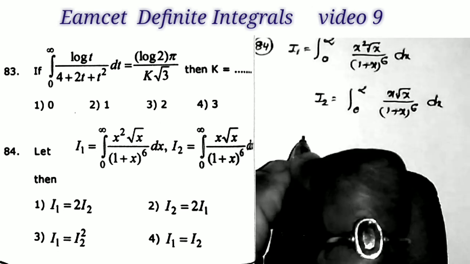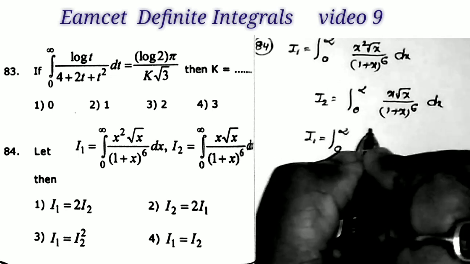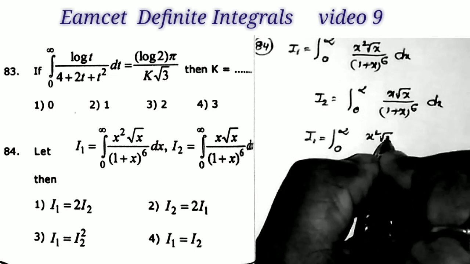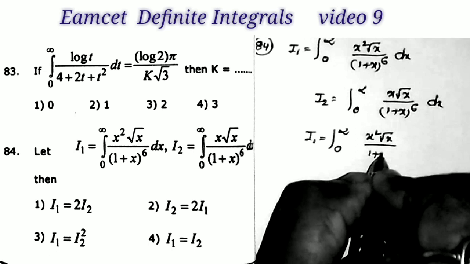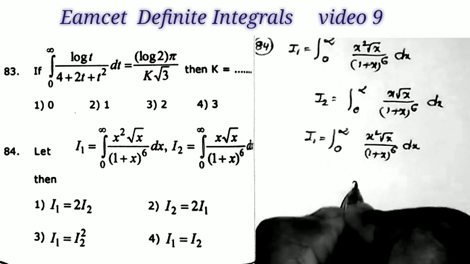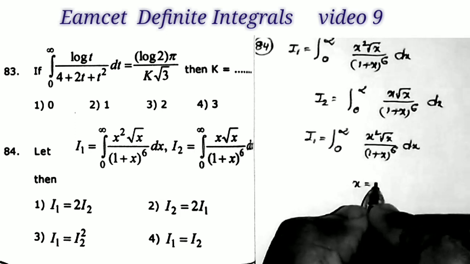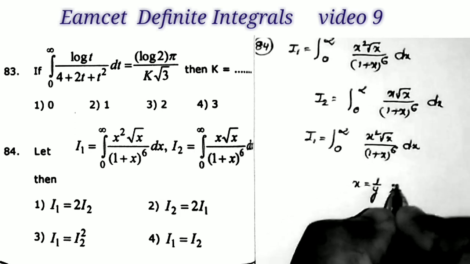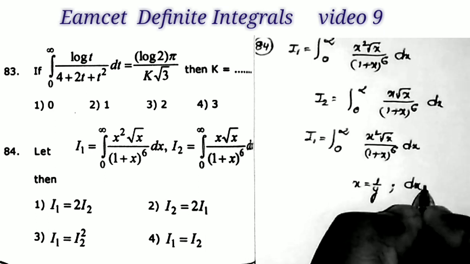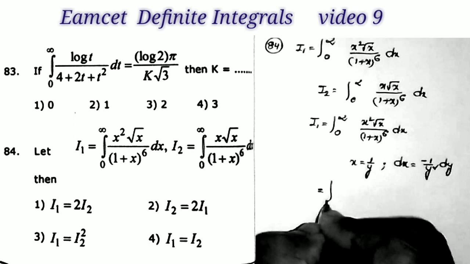Now first I take the first integration value. I1 is equal to integral 0 to infinity x square into root x by (1 plus x) power 6 into dx, and in the next step I take the value of x is equal to 1 by y. The value of x is equal to 1 by y. Now what is the dx value? dx is equal to minus 1 by y square into dy. Now this is equal to integral.